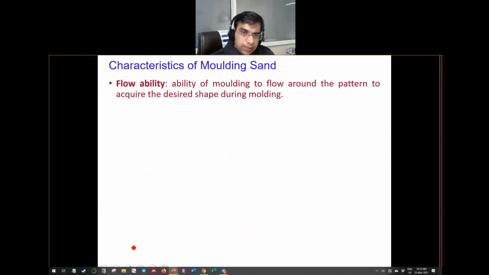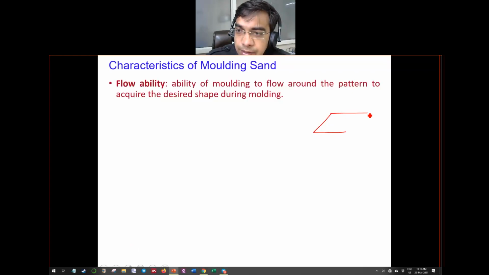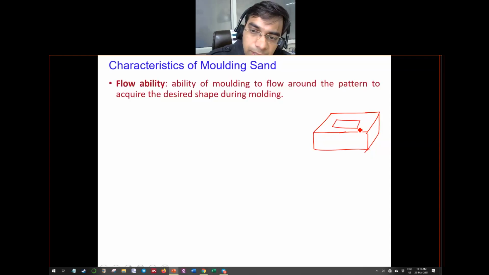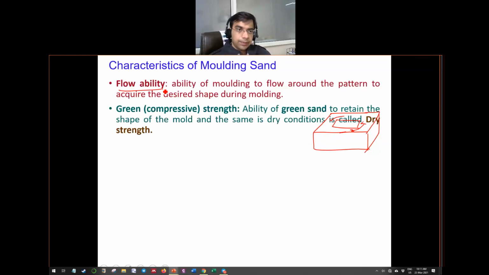Next is the flowability. Flowability is the property of this molding sand to flow around the pattern to acquire the desired shape during molding. Because if you remember, if we have this type of arrangement in the drag and cope, I'm drawing here only the drag, and you have some split pattern here. The ability of this sand to flow around this pattern while it is getting rammed in the mold flask is known as flowability. It means the sand should easily flow around the pattern so that it can take the desired shape during molding.